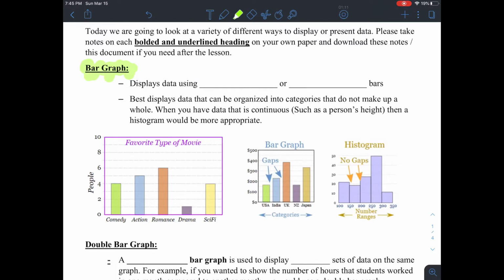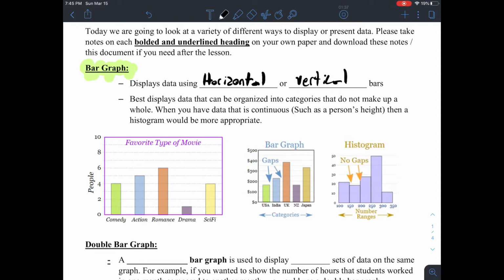Bar graphs display data using horizontal or vertical bars. They best display data that's organized into categories and not data that makes up a part of a whole. When you have data that's continuous and makes up a whole, such as a person's height, it's better to use a histogram. A histogram is more appropriate in that situation.